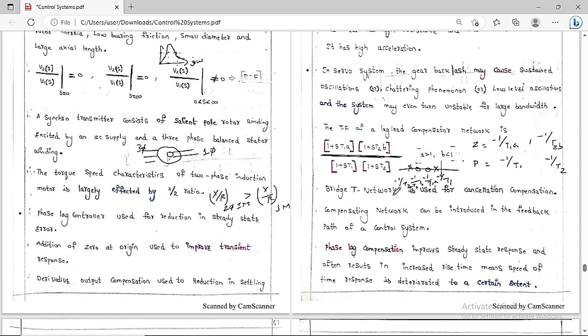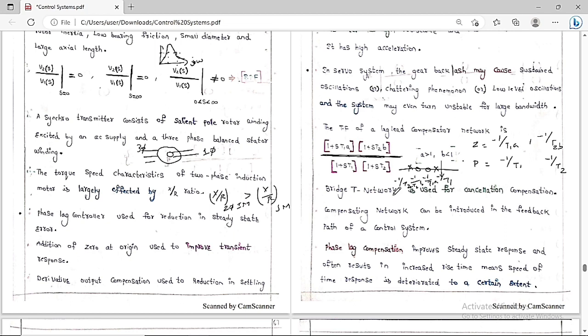I've already told you, if phase lead compensation is used to improve the transient response, it is going to deteriorate the steady state response. Similarly, the phase lag compensator is used to improve the steady state response, means it is going to deteriorate the transient response. So deteriorating the transient response means the rise time will increase. Improving the steady state response means it is going to decrease the steady state error.